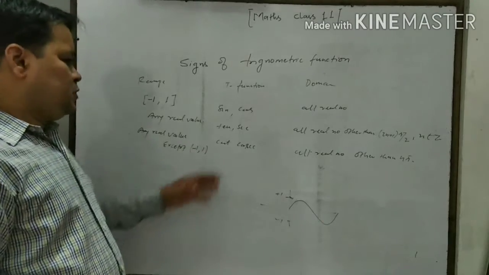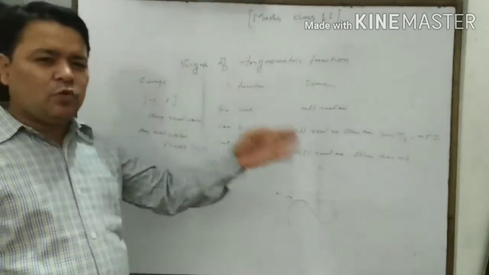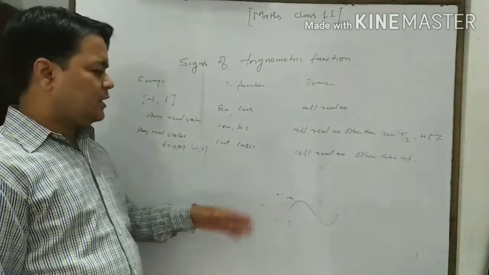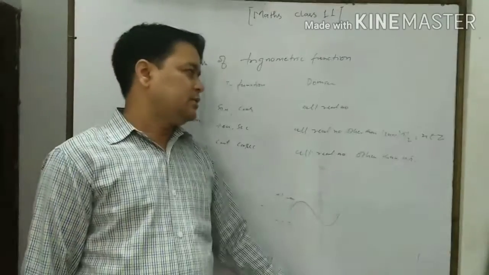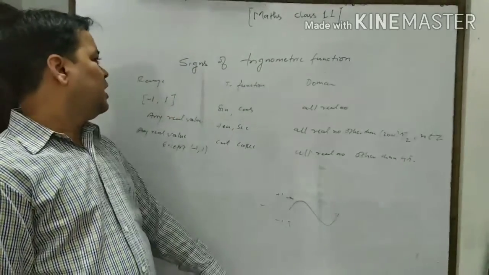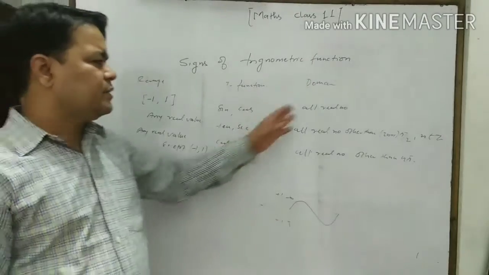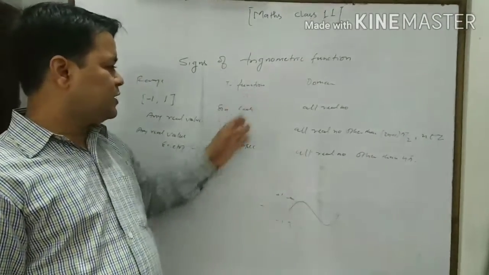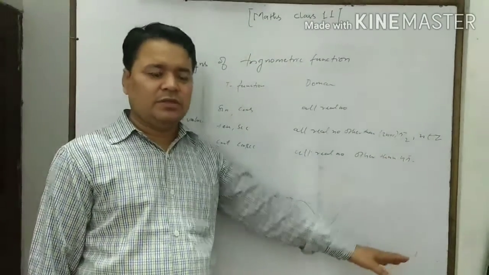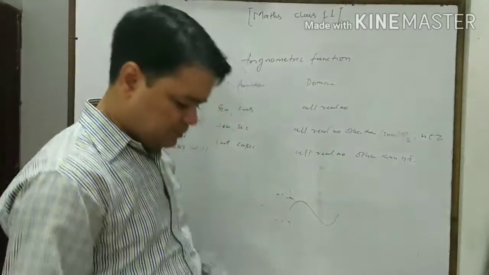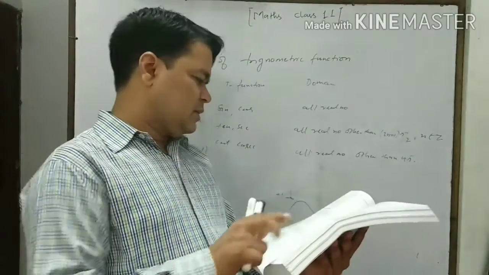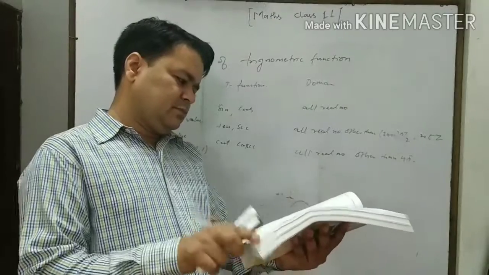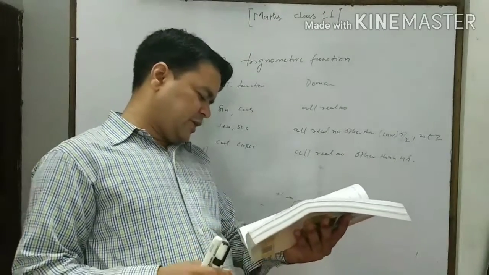Okay, so keep in your mind that when we discuss the graph of these trigonometric functions, at that time in detail we discussed how the range is like this way, and the domain of these trigonometric functions are like this. Okay. Now let us start the exercise questions given in 3.3.